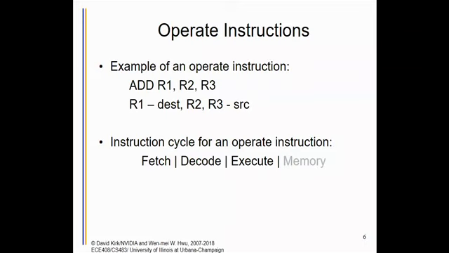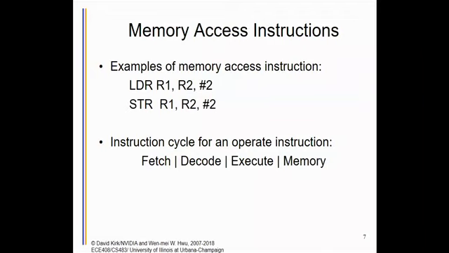So when we execute an operate instruction, which means probably an arithmetic or logic instruction, for example an add instruction, here we use the convention that the first register is the destination register, and the other two registers are source registers. So the instruction cycle for the operate instruction will be: you fetch this add instruction, you decode it and get R2 and R3 out of the register file, then you execute and generate the result, and at some point you write back into the register file.